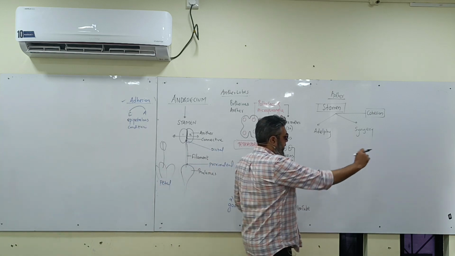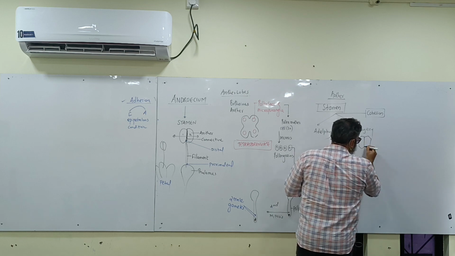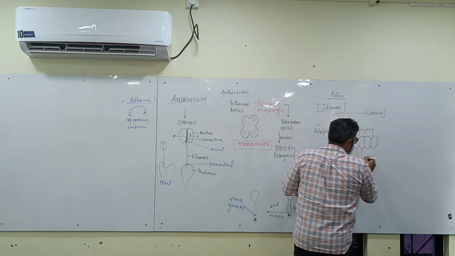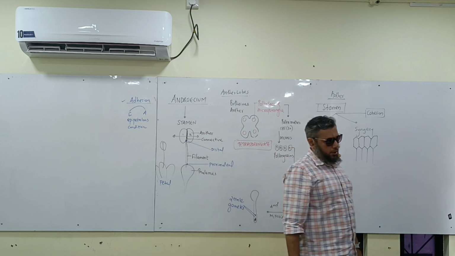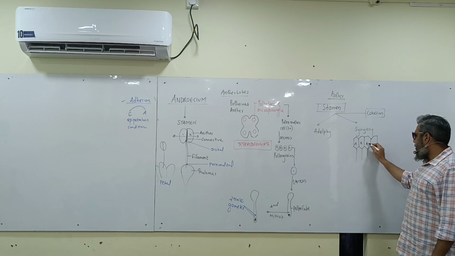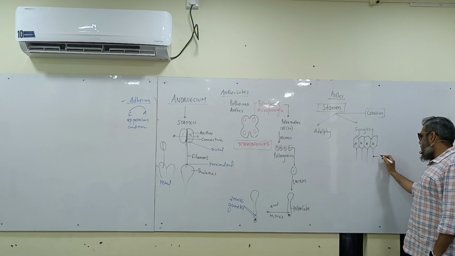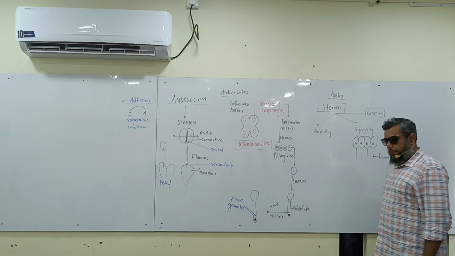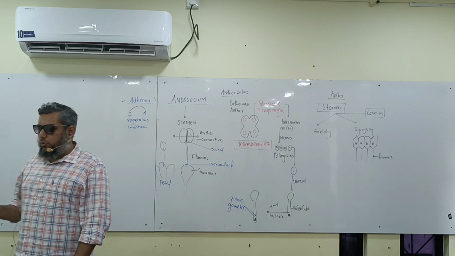In syngeny, what we see is the anthers are fused and the filaments are free. In syngeny, the anthers, I have shown 4 anthers, they are all fused, but their individual filaments are free. Such a condition is called as syngeny. Understood, all of you? Yes.